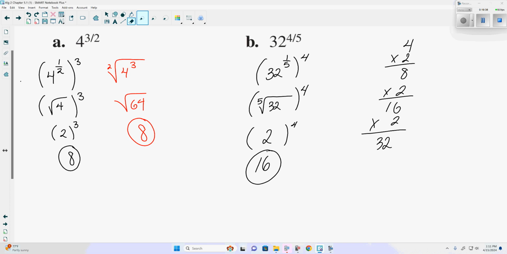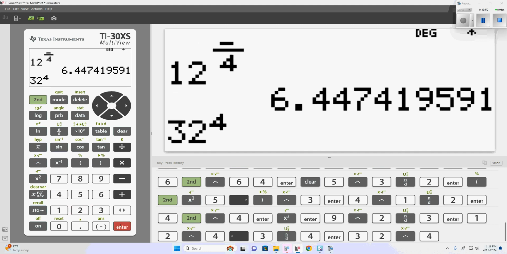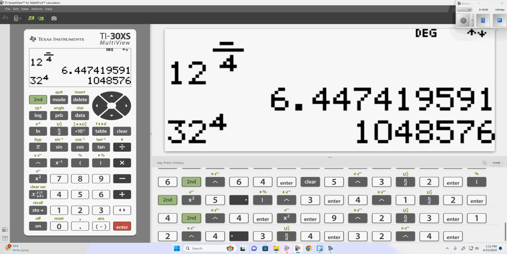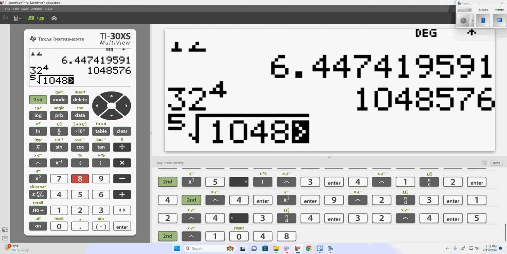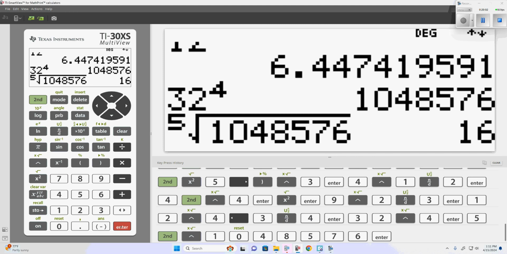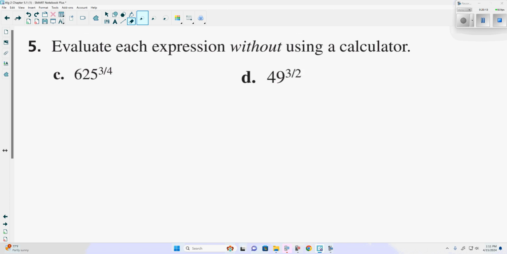Yeah. So here, simplifying the 5th root first made this easier to work with, and then we can put it to the 4th power. Because 32 to the 4th is this number here, and we could take the 5th root of 1,048,576 and we get the same answer. But some of them are a little bit easier to calculate than others. Questions on these here? Didn't we just put that in the calculator? Yeah, but we want to evaluate them, trying to do these without the calculator.